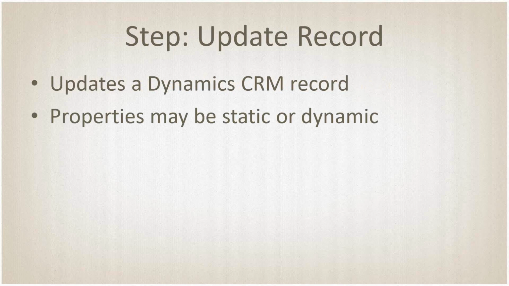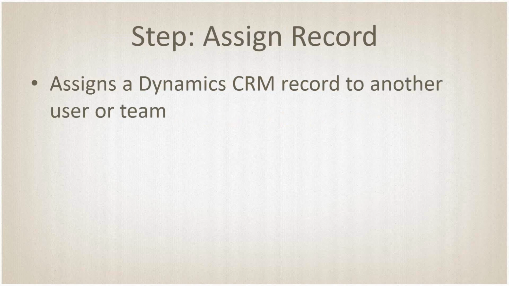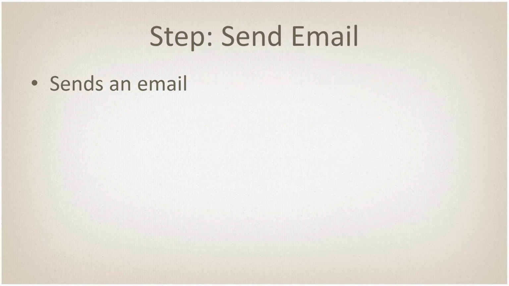Updating works exactly the same as the create. It's working normally on the current record that you launched against, but you can also update records that are not the current record. And again, the properties can be static or dynamic. You can assign a record. So this would be like if you have some kind of workflow that distributes leads amongst your sales team, this will do that. You would make a determination about who to give it to, and then you would assign it to the team or the user, depending on what happened with the logic.